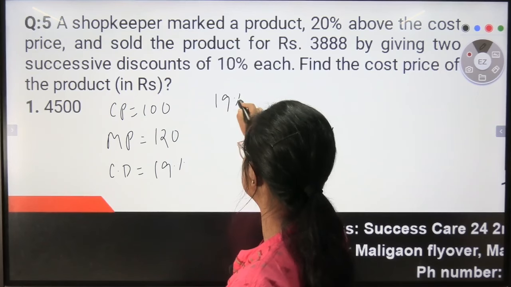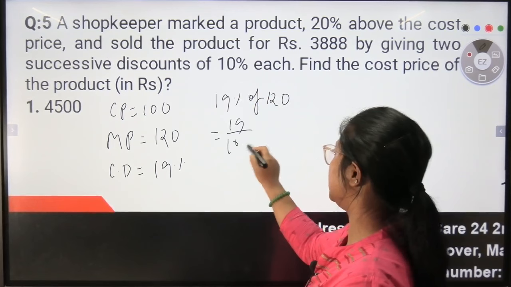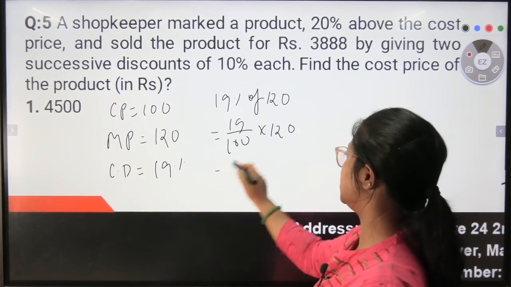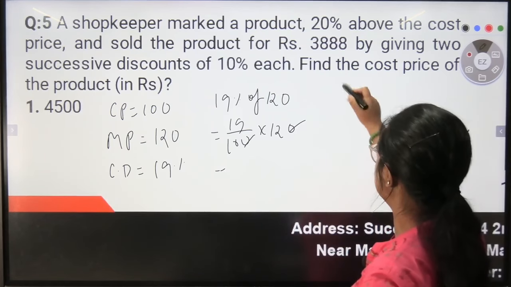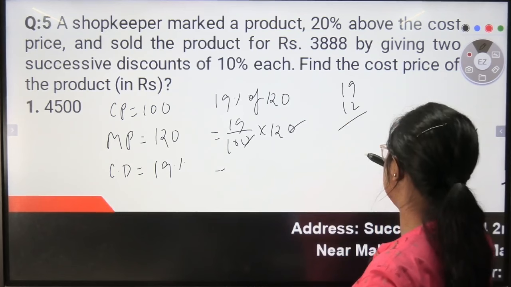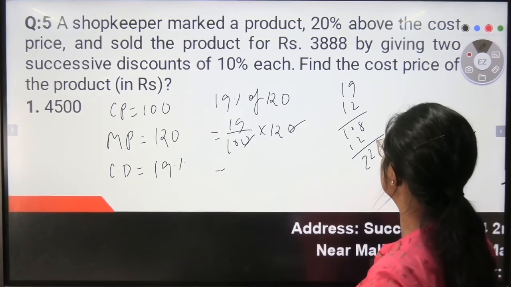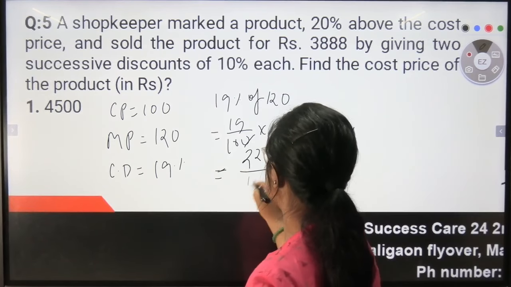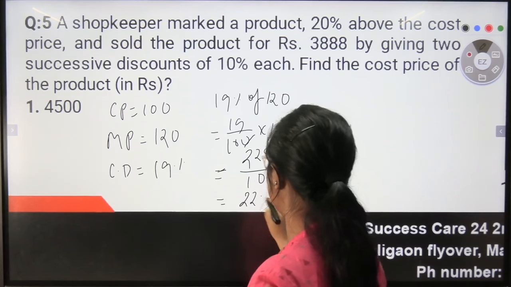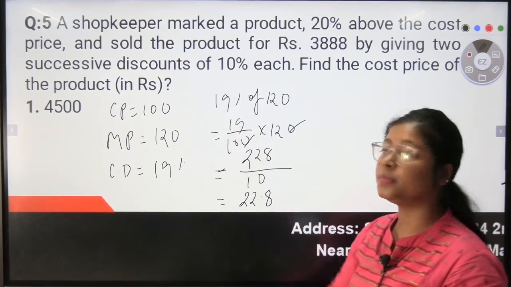So 19% of 120 is equal to 19 by 100 into 120. From here the zeros will cancel out. 19 into 12 will give you 228. So 228 divided by 10 means 22.8. So your discount value is 22.8, since you are getting a 19% discount.